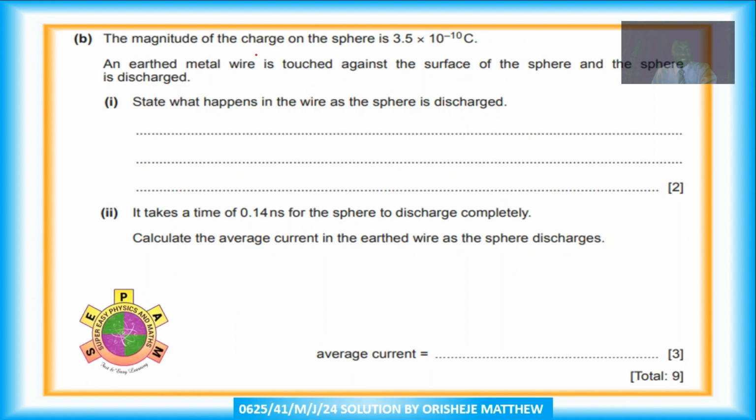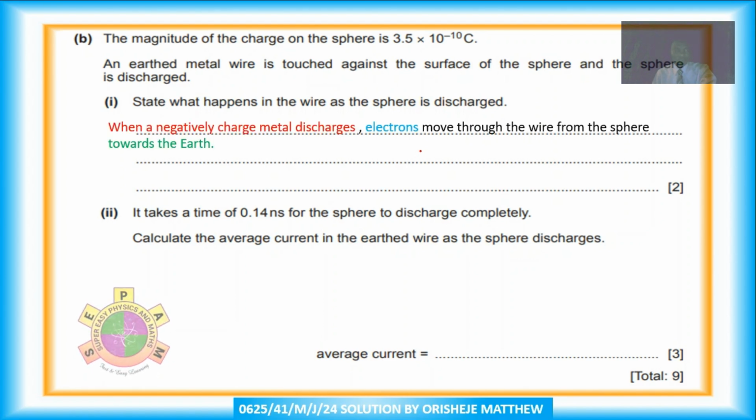Okay, the magnitude of the charge on the sphere is 3.5 times 10 raised to power negative 10 coulomb. An earthed metal wire is made to touch the surface of the sphere, and then the sphere is discharged. State what happens in the wire as the sphere is discharged. So what we're interested in now is the direction of the flow of electrons, which are the charged particles. When a negatively charged metal discharges, electrons move through the wire from the sphere towards the earth.